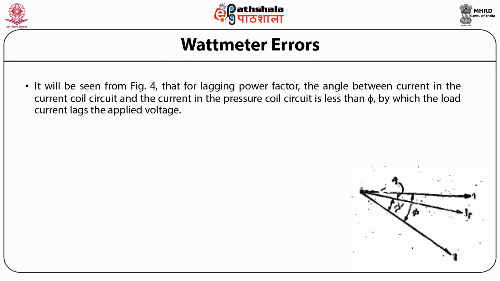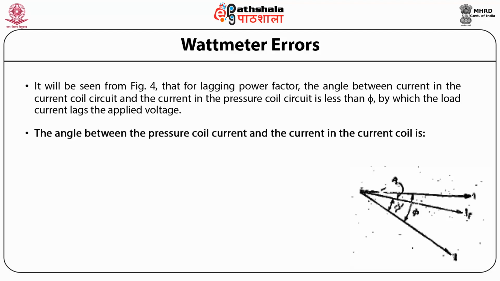It can be seen from figure 4 that for lagging power factor, the angle between current in the current coil circuit and the current in the pressure coil circuit is less than phi, by which the load current lags the applied voltage. The angle between the pressure coil current and the current in the current coil is given by phi prime is equal to phi minus beta.